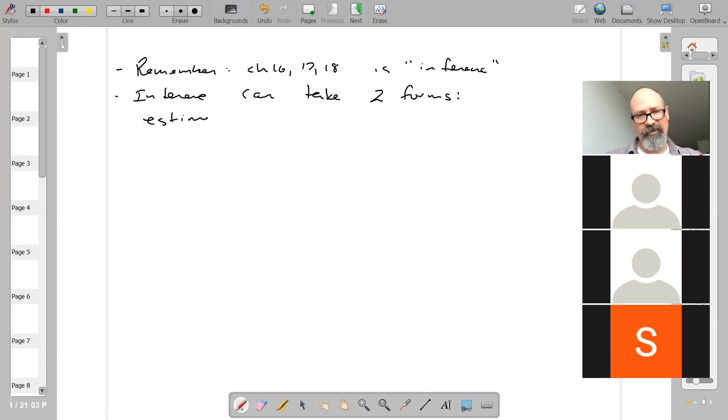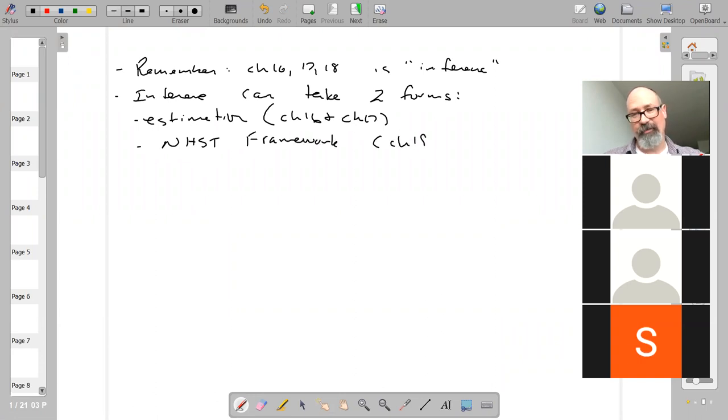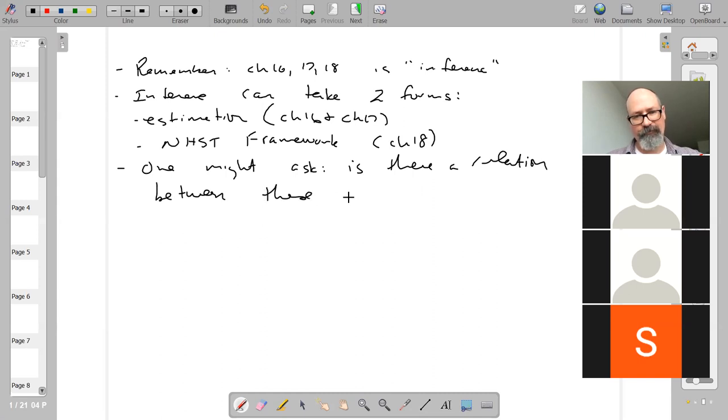Estimation, which was the content of chapters 16 and 17. And the null hypothesis significance testing framework, which was the material we discussed in chapter 18. You can ask, is there a relation between these chapters? The answer, maybe not surprisingly, is yes.